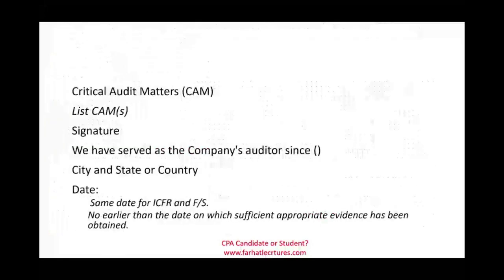Also, at the end, we will have, if there are any, critical audit matters, and we list them. The signature: we have served as the company's auditor since whatever that year is. City or state or country, date. The date has to be the same for the internal control over financial reporting as well as the financial statements. And the date cannot be earlier than the date on which sufficient appropriate evidence has been obtained. Now, this is a clean opinion.